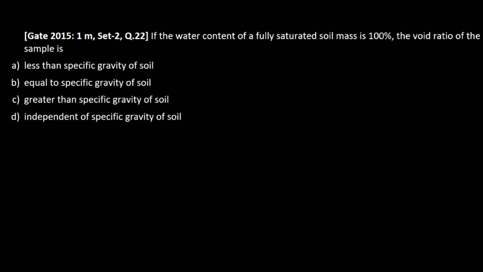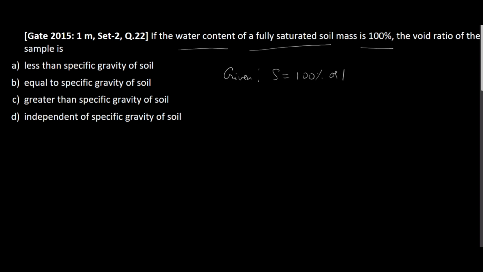In this question, it is given that the water content of a fully saturated soil mass is 100 percentage. So we'll be writing the given: fully saturated soil mass means degree of saturation will be equal to 100 percentage or 1. Water content will be equal to 100 percentage or 1. And they have asked us to find out the void ratio.